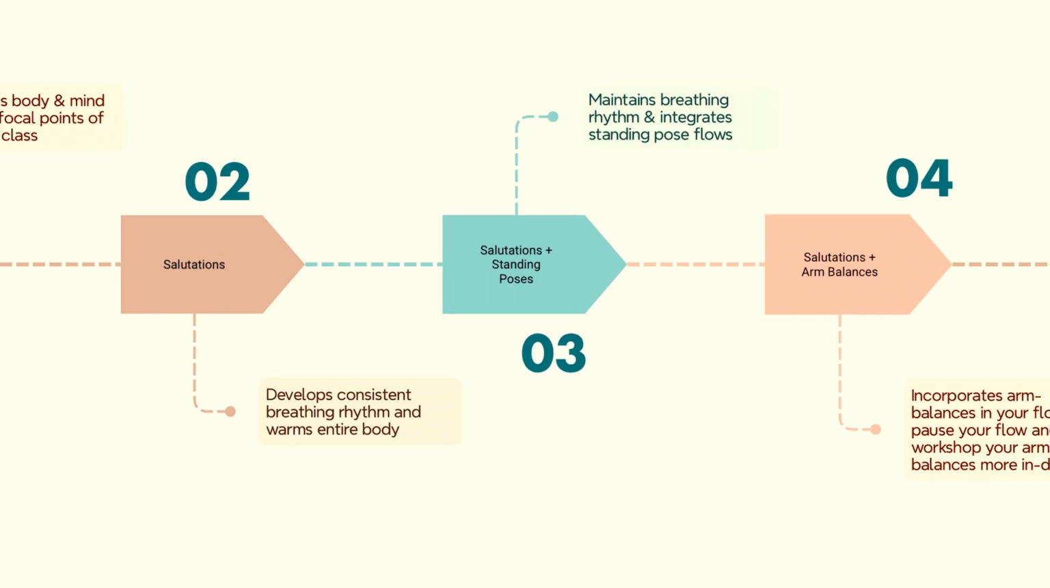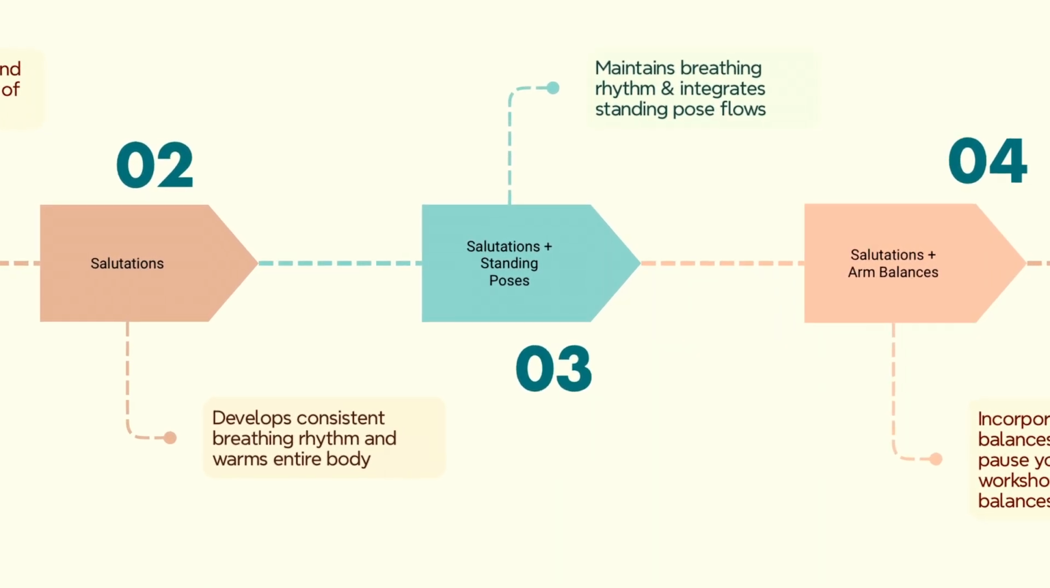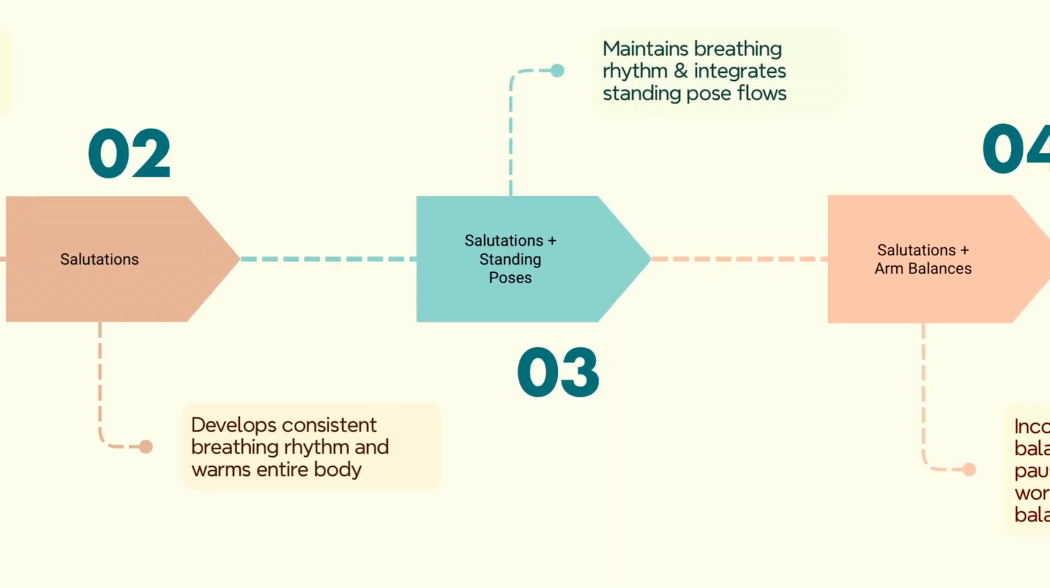Third, we flow from sun salutations into sun salutations plus standing poses. And essentially what I mean by this is we maintain the sun salutation component, so some sort of lunge base or jump back, chaturanga, up dog, down dog base, Surya Namaskar. But this is where we also start to layer in our standing poses and our standing pose flows. Now this phase is going to blend into the next.